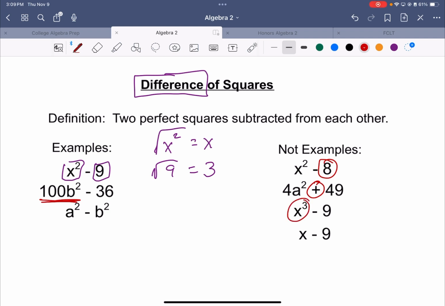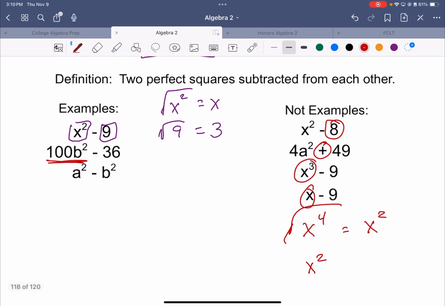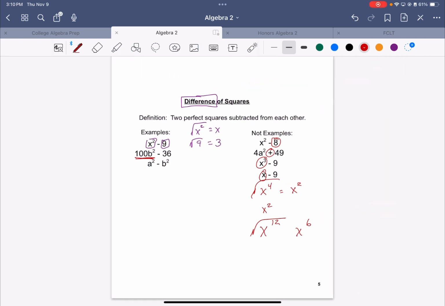The third one, we don't know the square root of x cubed. We don't know the square root of x. Okay. Do we know the square root of x to the 4th? Does anybody know what it is? X squared, yep. The square root of x to the 4th is just x squared. So we know the square root of that. What about the square root of x to the 12th? X to the 6th, yeah. Just divide by 2. I think that's a later lesson, but we did it, didn't we?